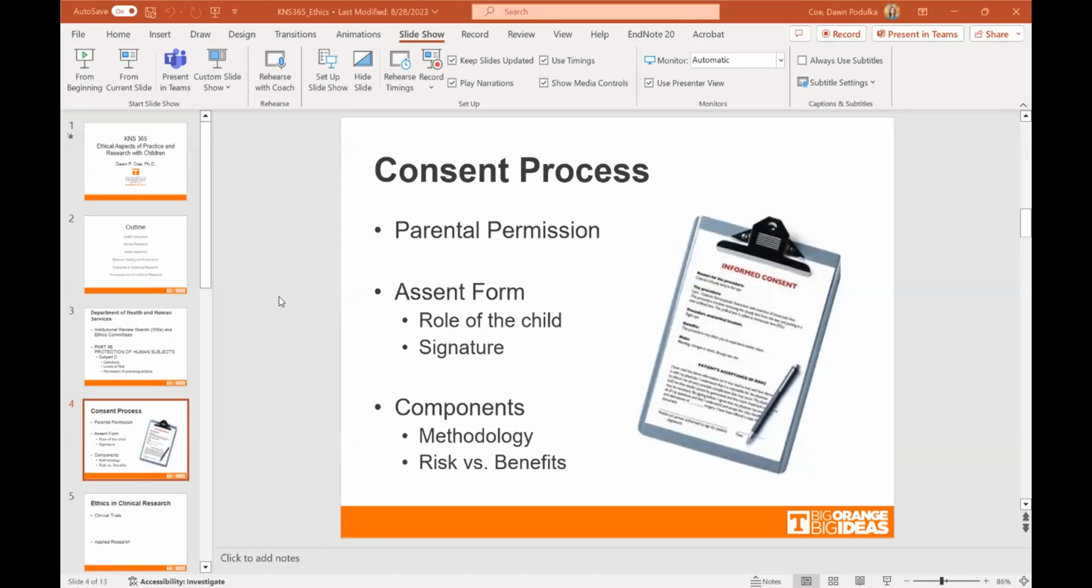So typically if we tell them what we're doing and they actively participate, that is implied assent. If kids are age 7 and older, we have them sign an assent form. And if we're working with kids with disabilities who may not have the capability to understand the assent form, again, if they just participate, that is considered implied assent. So methodology is one of the big components, and the risks versus benefits. So does anyone have questions related to the consent process when working with kids?